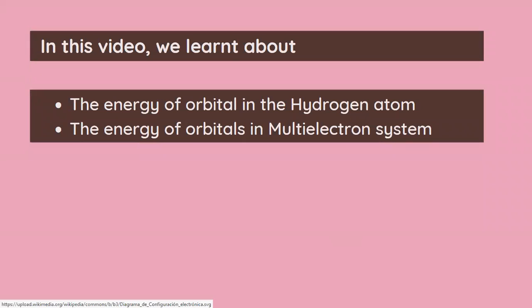So with this, we finish the energy of the orbitals in the hydrogen atom and the energies of the orbitals in multi-electron systems. That particular energy diagram is very important, because it helps us in understanding the filling of the electrons, or rather the electronic configuration.